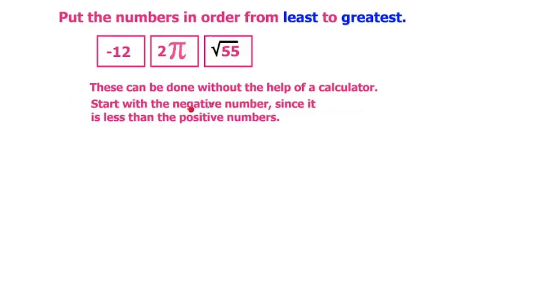So start with the negative number. Since it is less than the positive numbers, we know that that is the least number. Negative 12 is the least. So we already have that.